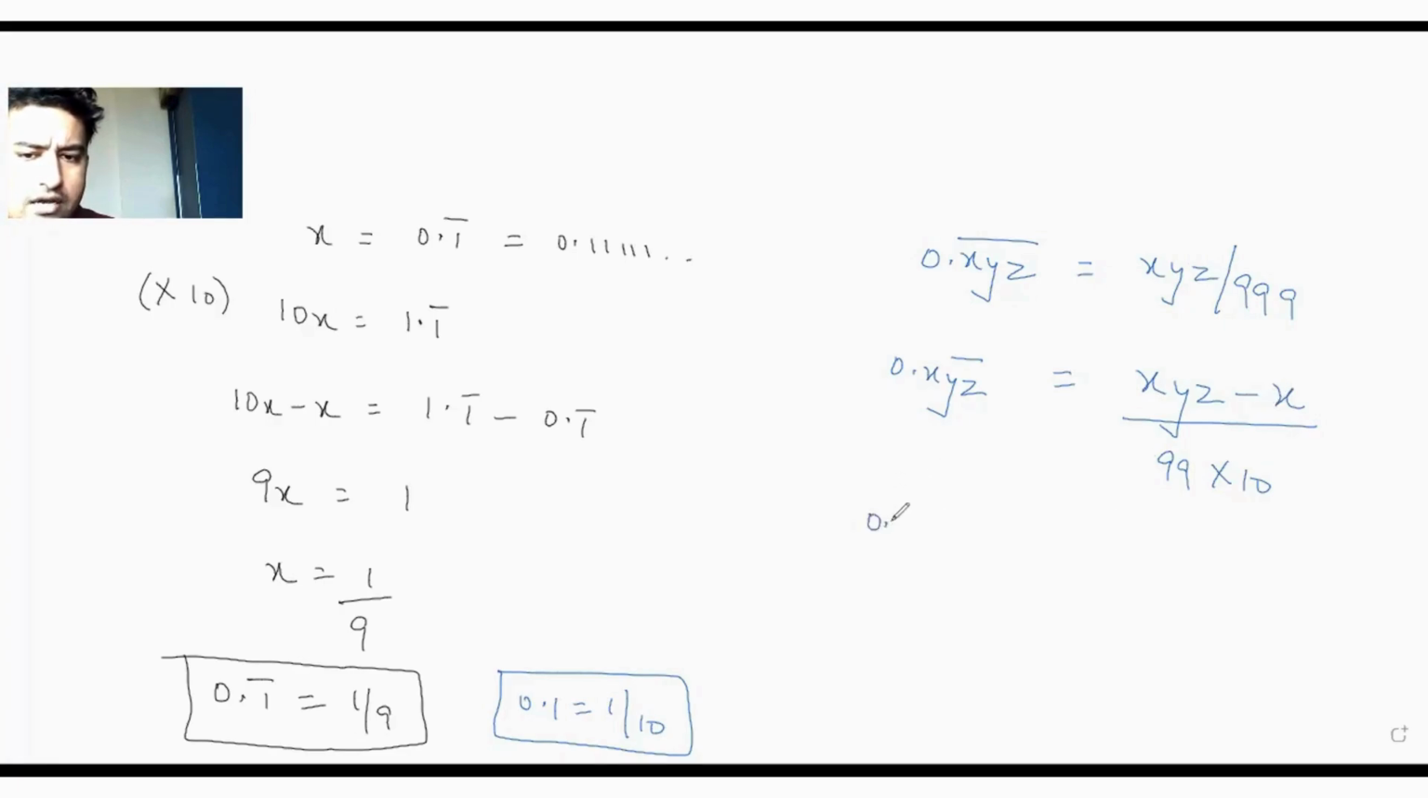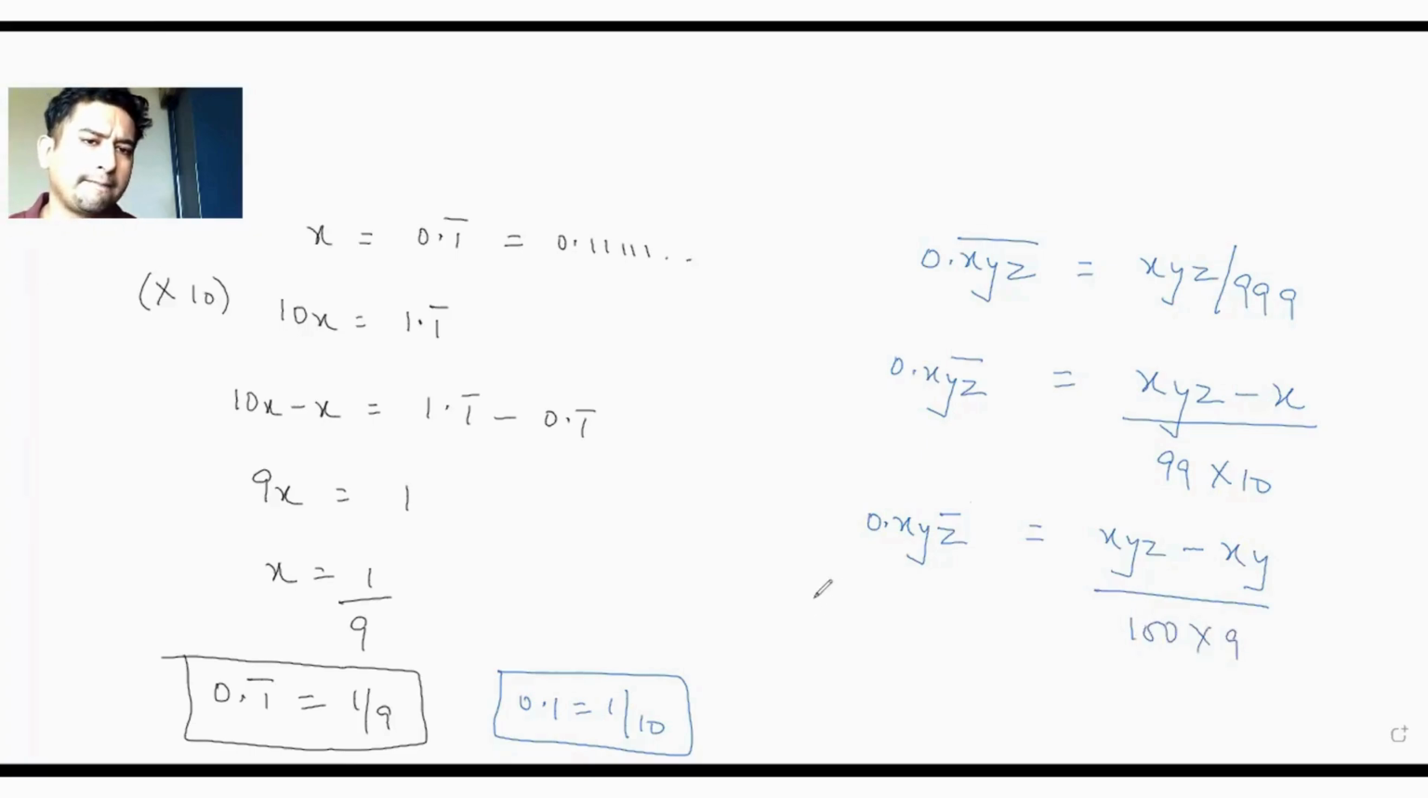Last variation, let's think about it. 0.xyz where the bar is only on z. How do you convert it? xyz minus the two values without the bar, so x and y, upon two values without the bar, so 100, and one value with a bar, so 9. I hope it is clear now.